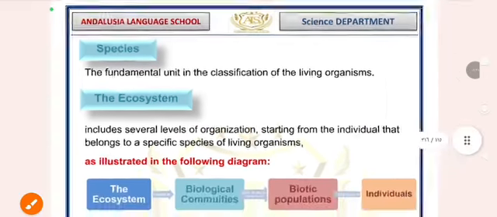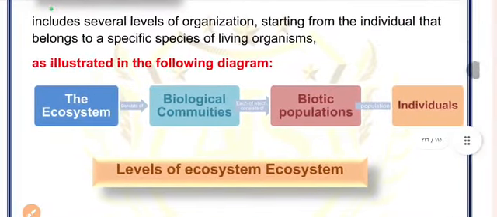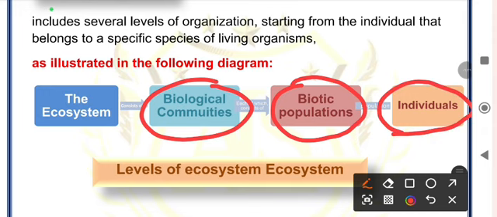Our ecosystem consists of biological communities. Ecosystem consists of biological communities, and biological communities consist of biotic populations. Biotic populations consist of individuals.